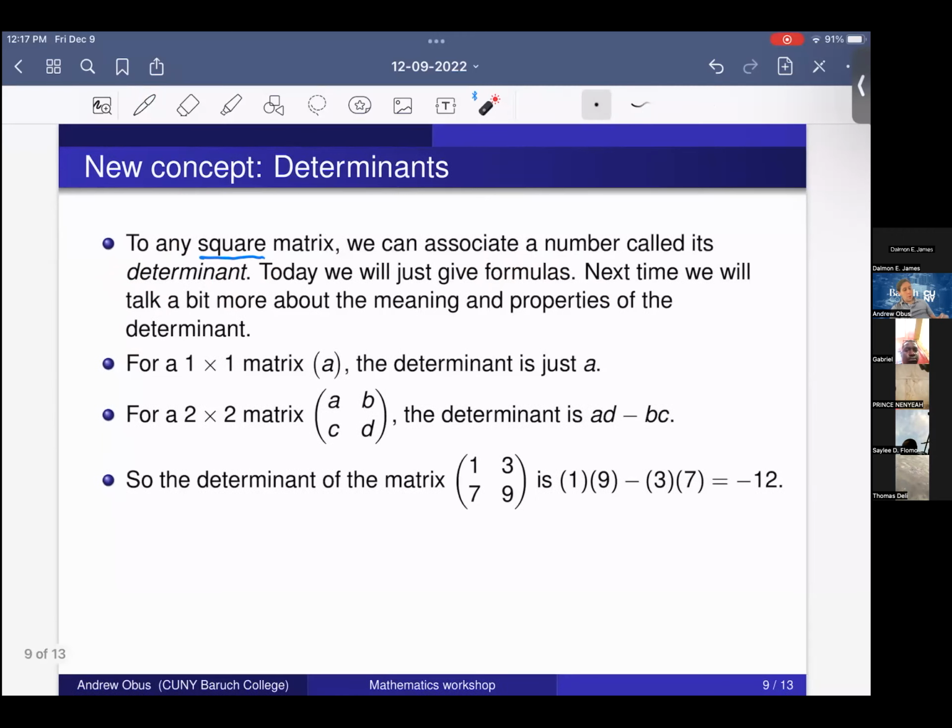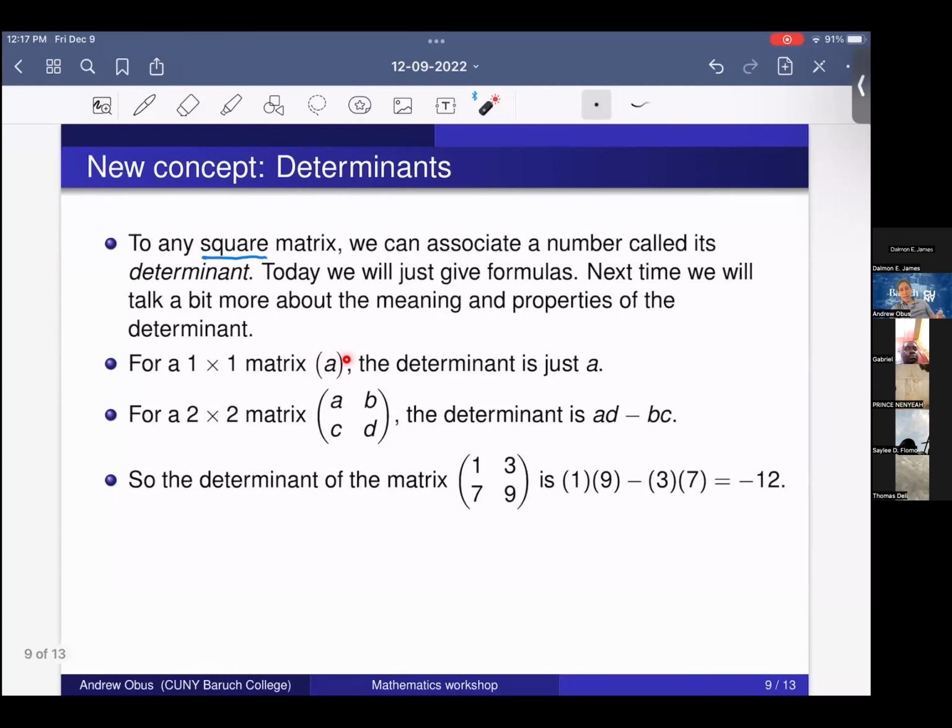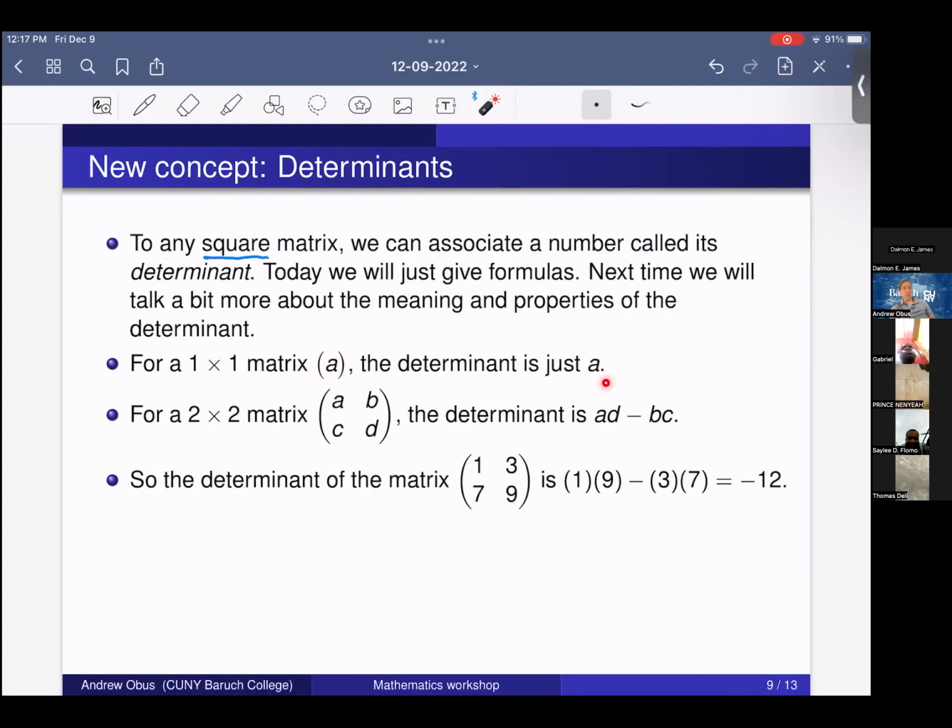For a 1x1 matrix, which just has one entry, A, the determinant of the matrix is just A. So if it's a 1x1 matrix and the matrix is 5, then the determinant is 5. For a 2x2 matrix with entries A, B, C, D, the definition of the determinant is you multiply A by D, and then you multiply B by C, and you subtract them. The determinant of the matrix A, B, C, D is given by the formula AD minus BC.